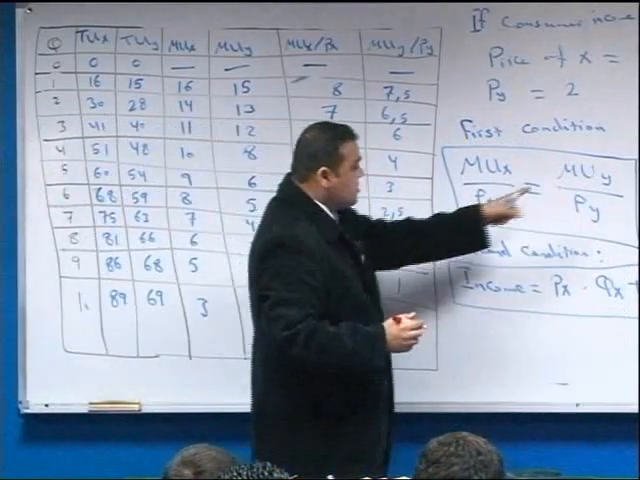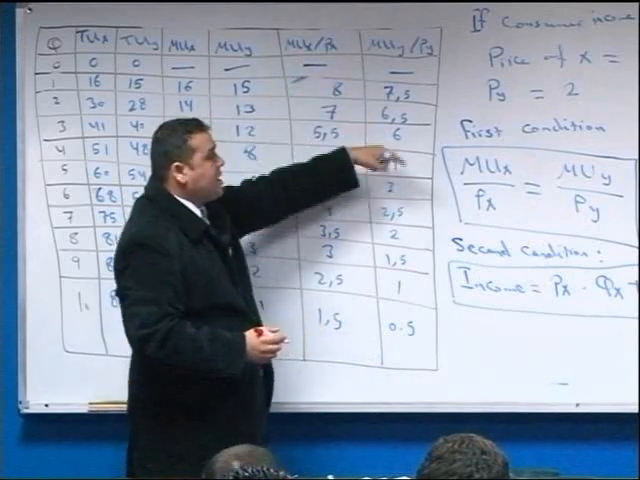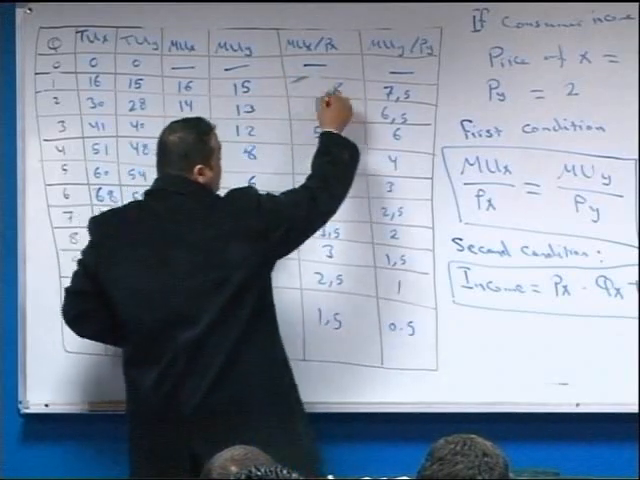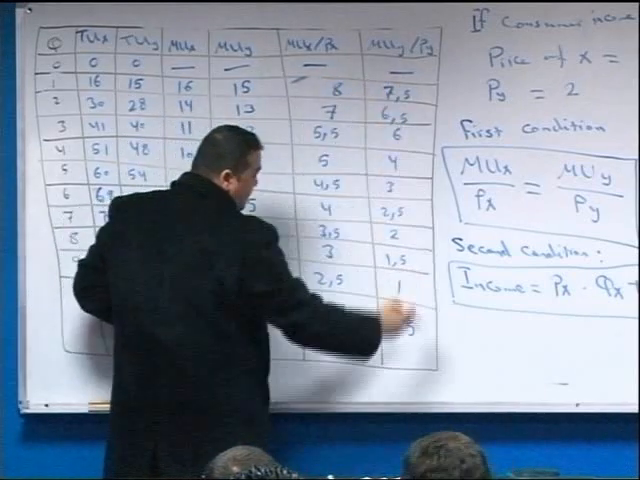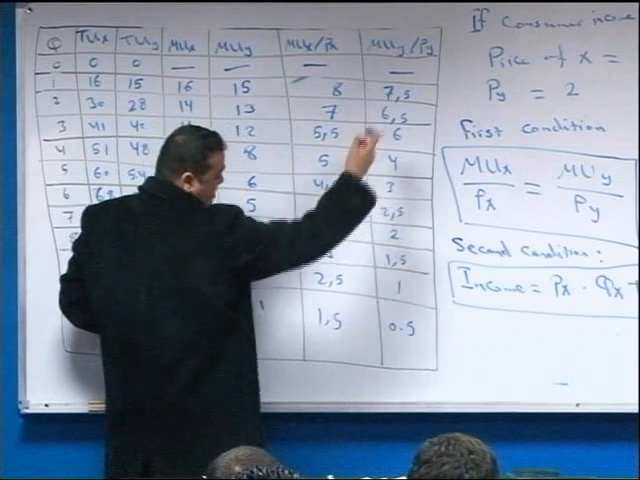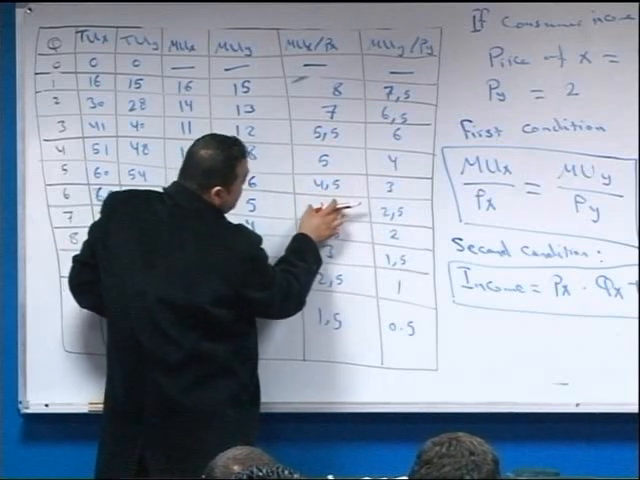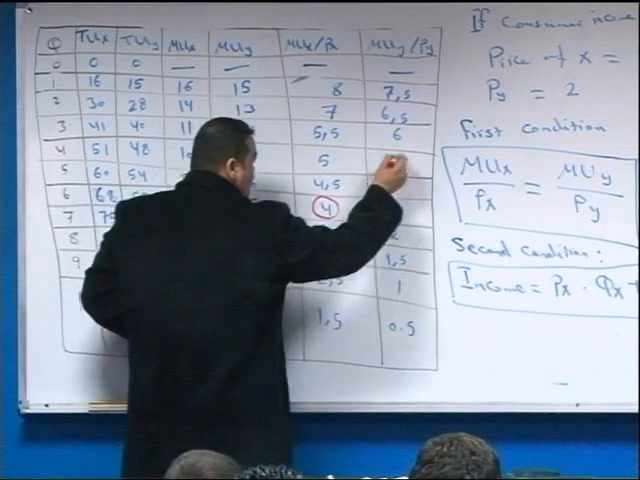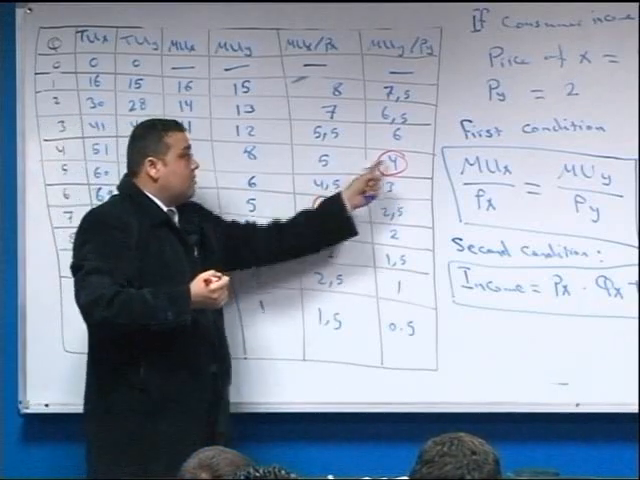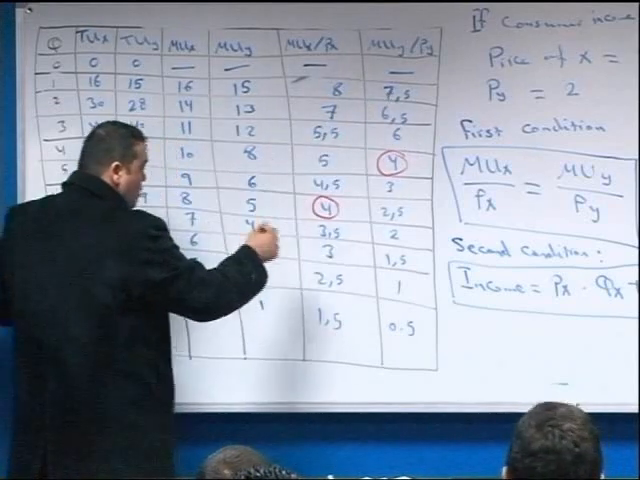As we explained, the first condition is met when the marginal utility of X over Px equals the marginal utility of Y over Py. So let us take the first case. At 8, in this column, is there any other 8 in the marginal utility of Y? No. 7, there is no 7. 5.5, is there 5? No. 5, no. 4.5, no. 4, yes. So this is 4 and 4. So the first condition is met under 4 when the marginal utility of X over Px equals the marginal utility of Y over Py.